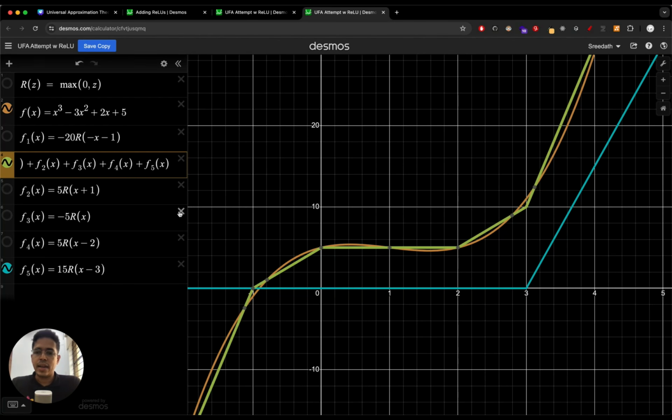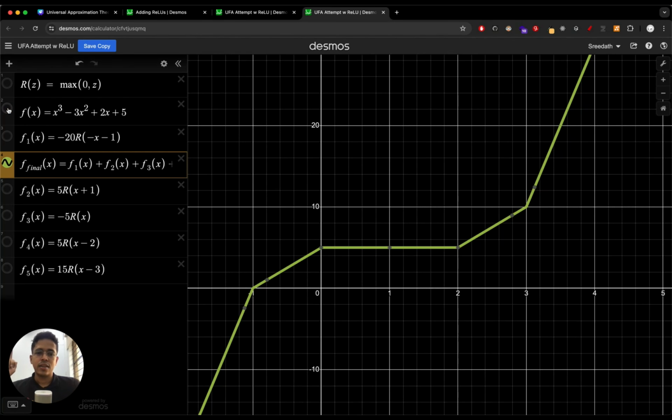Now we have the new green line, and let me hide this blue line. Now you see the function is approximated reasonably well. So if I hide my original function, this looks roughly like my original function, which was x cube minus 3x square plus 2x plus 5. Of course, I'm not approximating perfectly here, but as you can see, I have not used that many straight lines. I have only used a very small number of straight lines, but it's approximating really, really well.